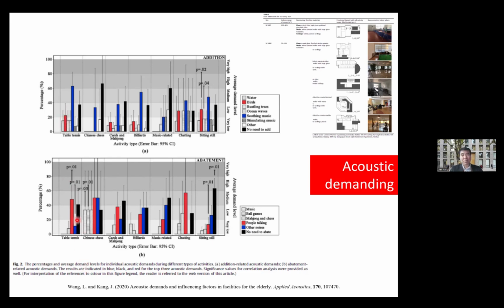Of course, this shows people are different. Some want this, some don't want this. So we need to also consider those differences in the overall design. For example, for soothing music, people don't want it but don't hate it, so this is a good choice. But for bird sound, although many people like it, 20%, 45 or 50% don't like it. So maybe we should not use it. With these two figures, we can have some design guidance for different sounds and different activities.